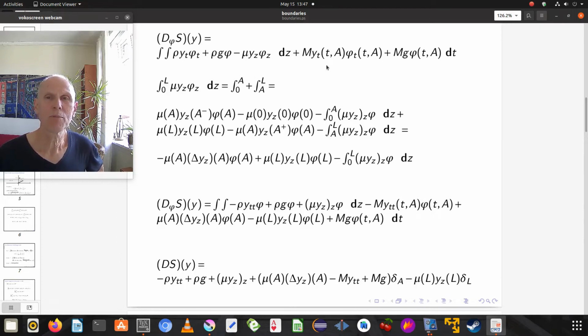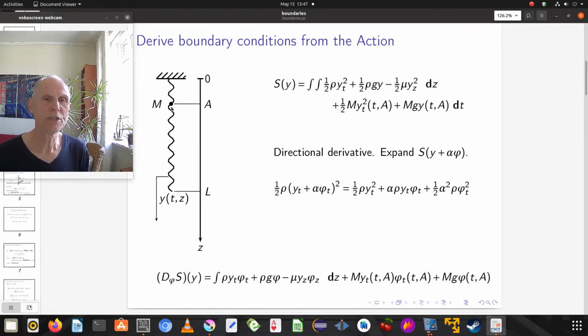There is no problem with these because we expect the temporal derivatives to be continuous or even differentiable all over, so no problem. But this might be a problem. Is it reasonable to believe that y_z, the z derivative, is continuous across this border? Well, if you think about Newton's law, it's not. But why not just try and see what happens?